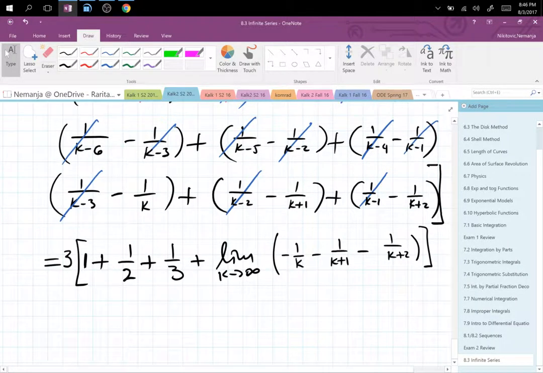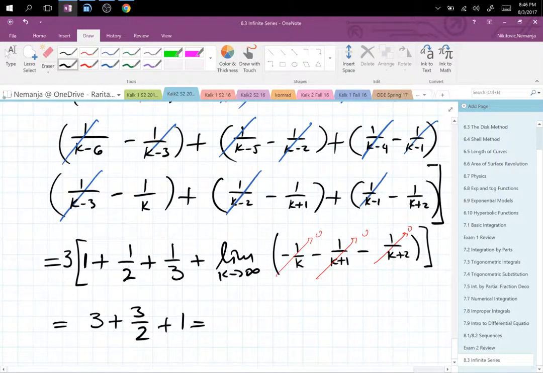So what you see here, each one of these, because the limit is in the denominator, infinity, they all go to 0, so we don't have to worry about them. We just need to add the front. That's 3 plus 3 halves plus 1, which is 5.5. Telescoping series, it's awesome. And 1 divided by infinity is 0.